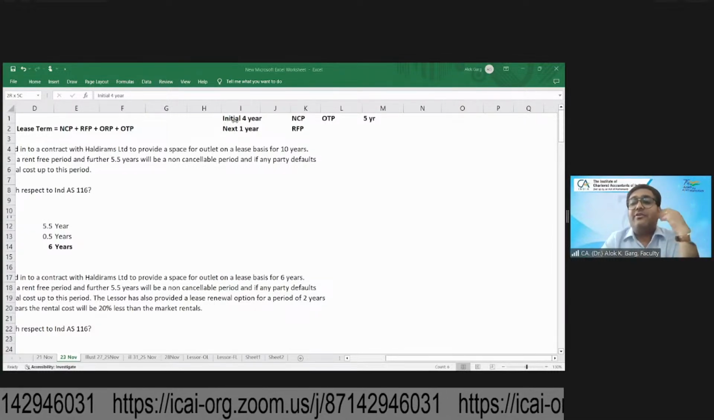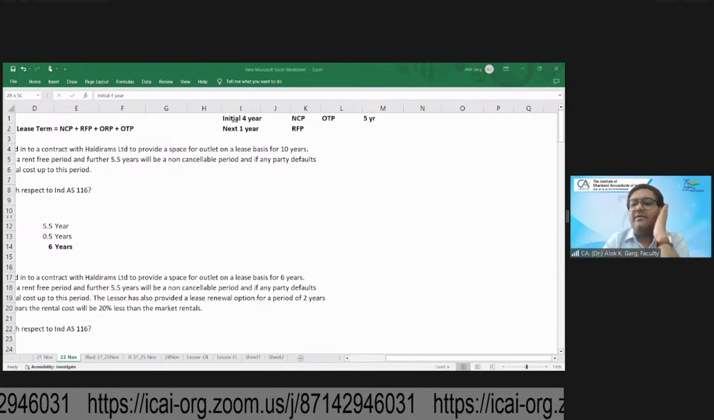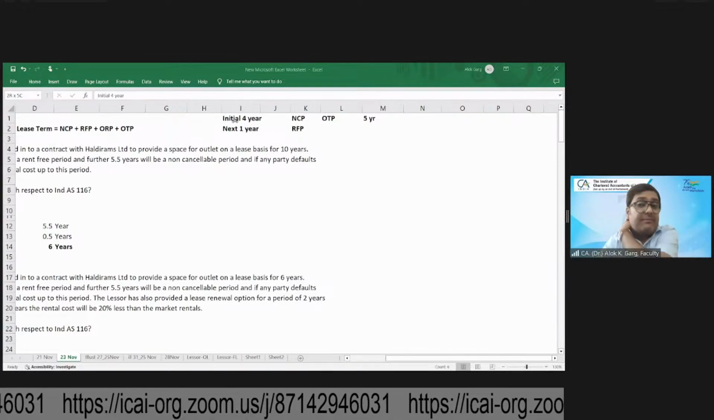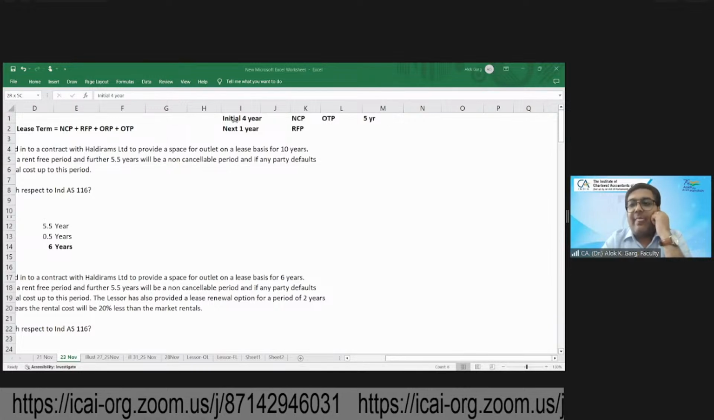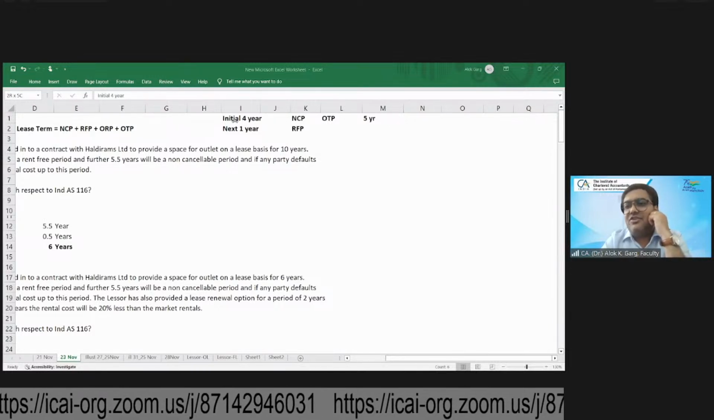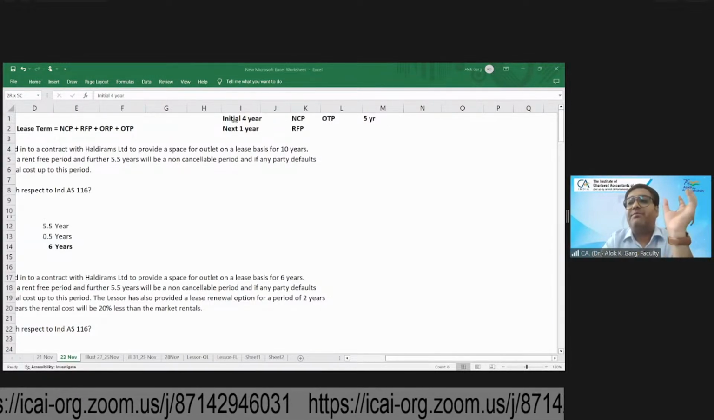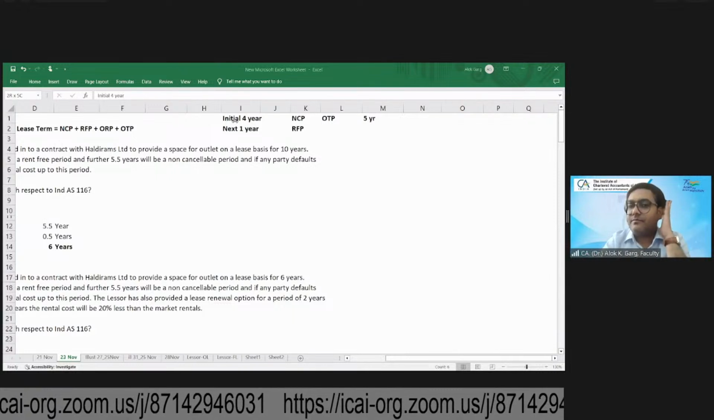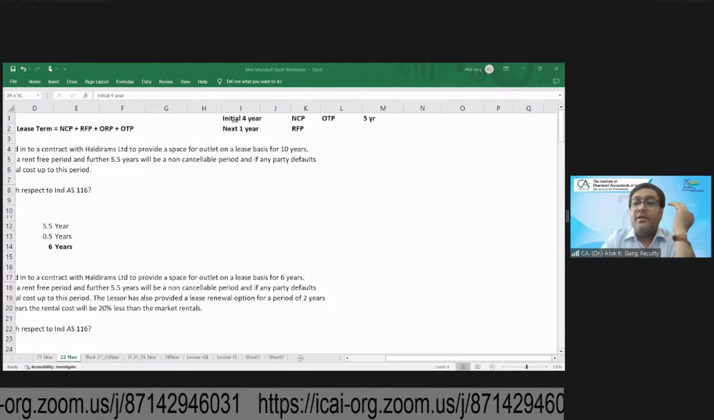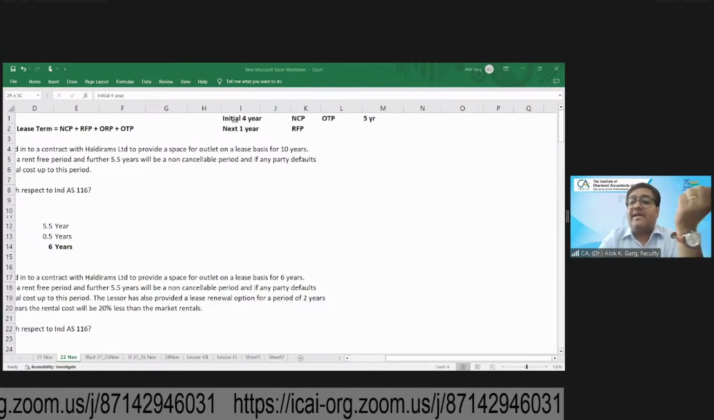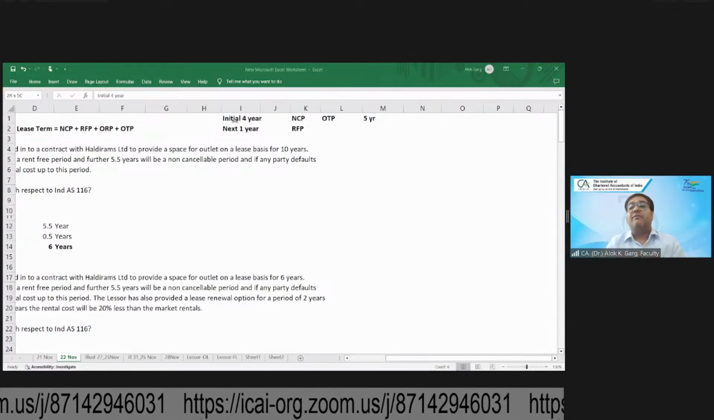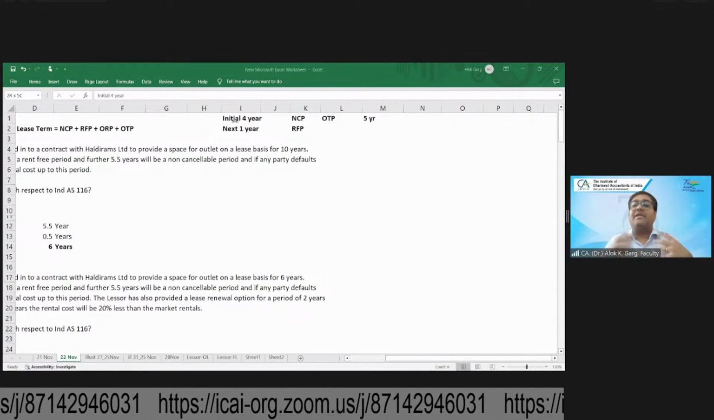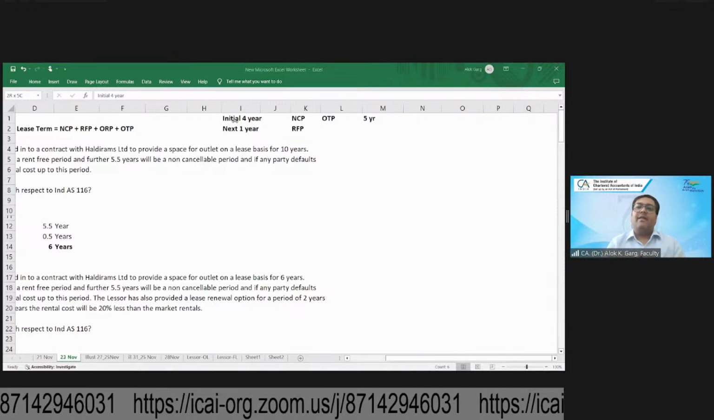And the lessor and lessee on day one agreed that after completion of this 10-year period, if you are ready with the renewal, I will charge the lease rental at 25% less than the market rent. So this is one of the factors which indicates that yes, the lessee will be reasonably certain to avail the renewal period. So that optional renewal period is also added into the lease term.